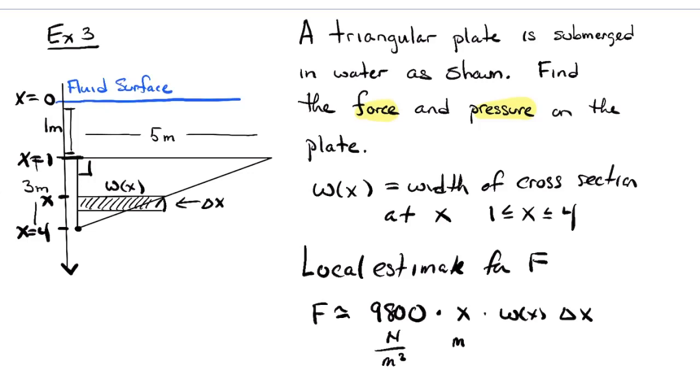Okay, so unlike the previous problem though, w of x is not a constant. In the case where the shape was a rectangle, that width was the same all the way down. If I recall correctly, in the rectangle above, it was 3, but now it varies. So how do we find out what this w of x is?